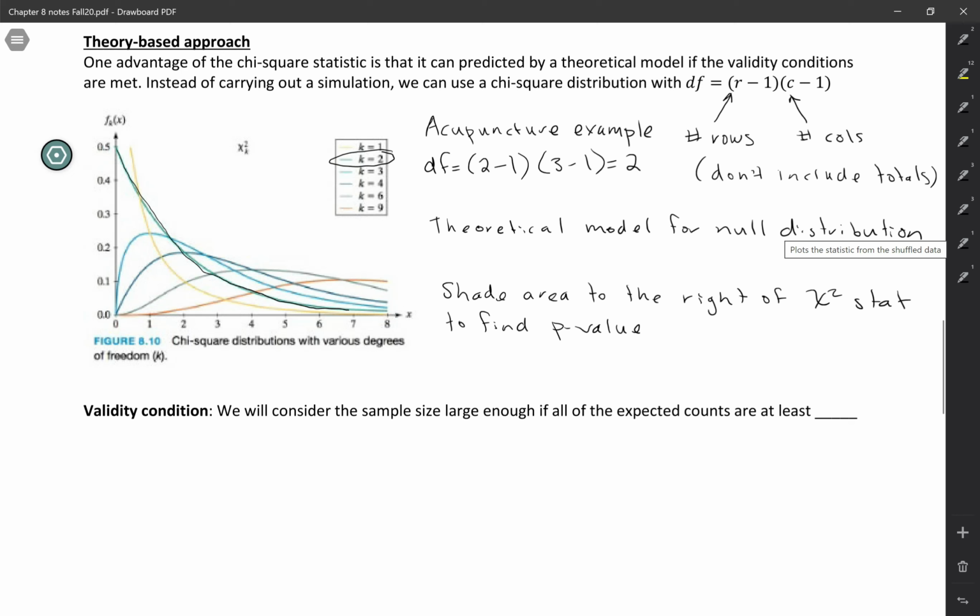And with a theory-based approach, this is only going to be appropriate with certain validity conditions. We're going to consider the sample size large enough here if all of the expected counts are at least 10. So you've seen this condition before. When you're dealing with binary data, sometimes you hear expected successes and expected failures instead of calling them expected counts, but really it's all the same idea.